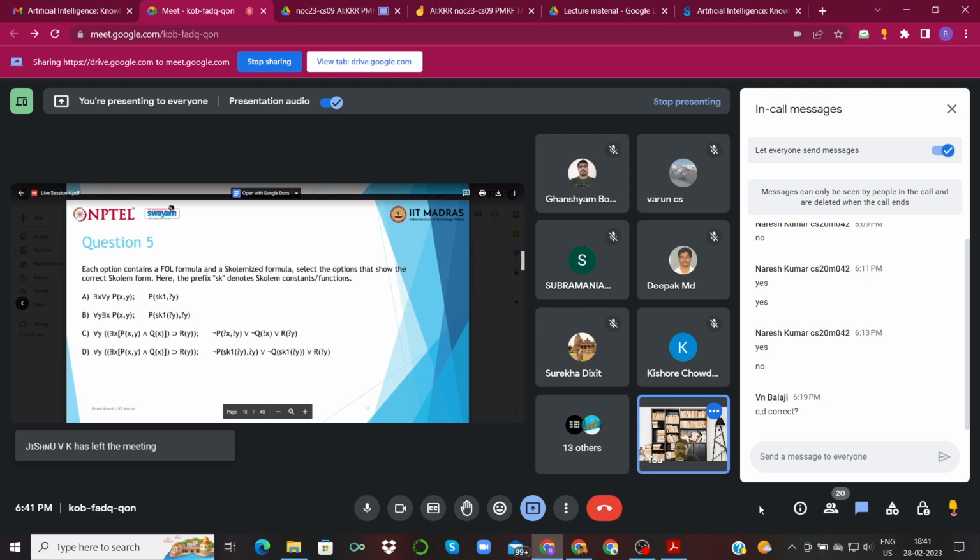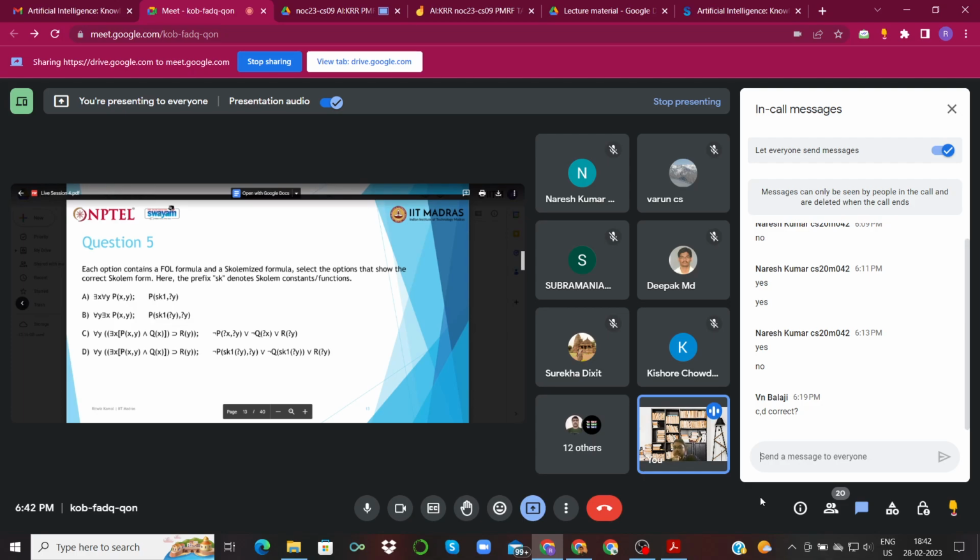Anyone? Yeah, x is not under the scope of the universal quantifier. Yeah, exactly. Thanks, Naresh. So that is the correct answer because x is, first of all, an existentially quantified variable and it's not in the scope of y, which is a universally quantified variable, right? In option B we have the other case where x is in the scope of y.